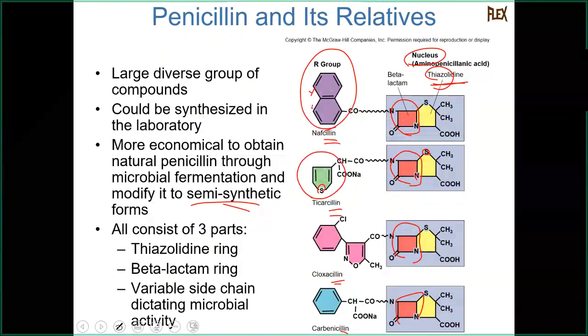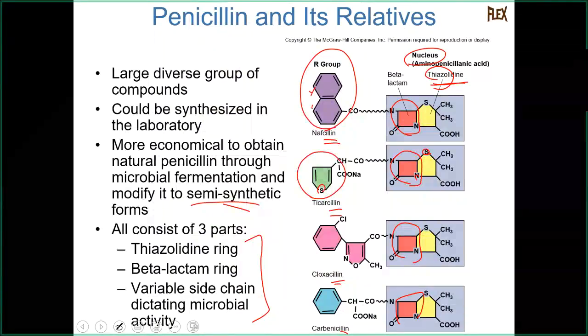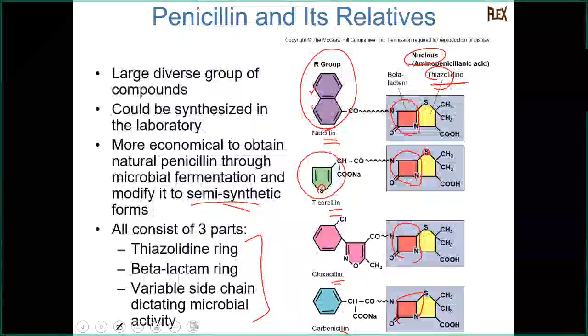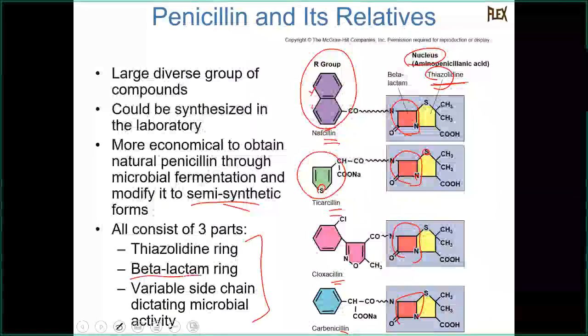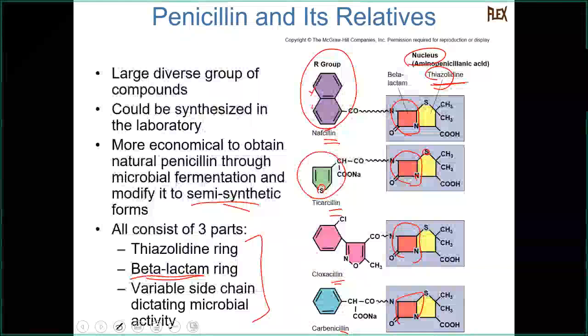All right, so yeah, here are the three parts: thiazolidine, the beta-lactam, and this variable side group, this R group, is what makes each one of those different. So if you got, say, 70 or 80 different ones of these, they're all going to be different with regard to their R groups. But it's that beta-lactam that's kind of like the key to them being able to disrupt cell wall synthesis, right?